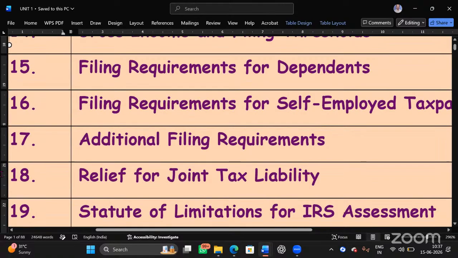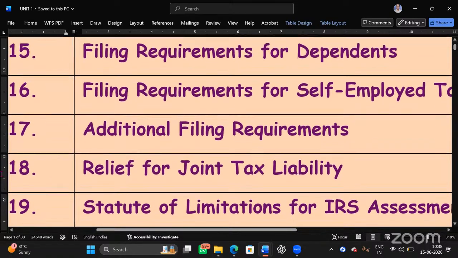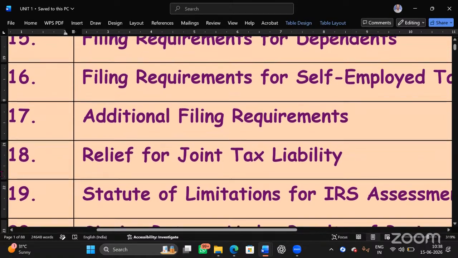Additional filing requirements. Suppose any person gives a gift to somebody else, that attracts gift tax. In the case of the gift, the person who is giving the gift, the person who is taking the gift, who is responsible to file the return, what tax amount is to be paid in the case of gifts, who has to pay, everything will be clearly explained.